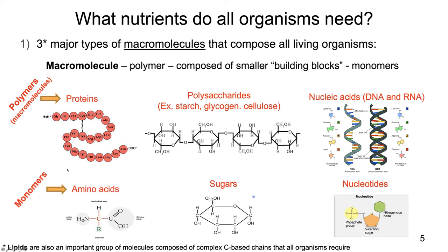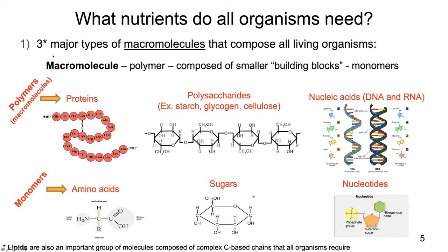And so we can identify the monomers that make up each of these different types of essential macromolecules. Proteins are composed of individual amino acids. Polysaccharides are composed of sugars. Nucleic acids are composed of nucleotides. And most of this stuff should be a review for you guys.